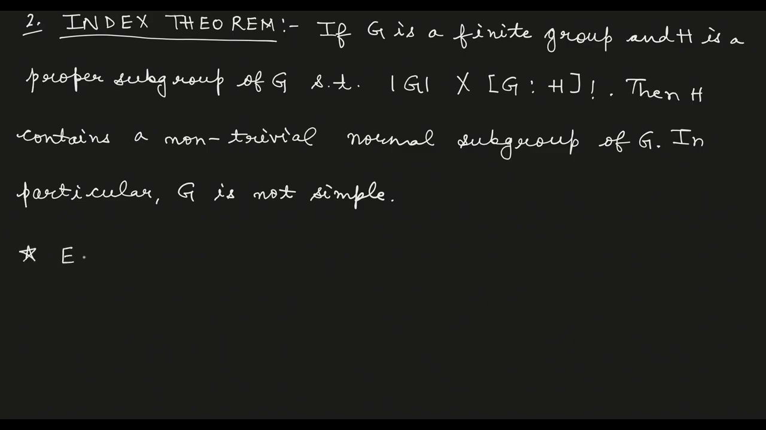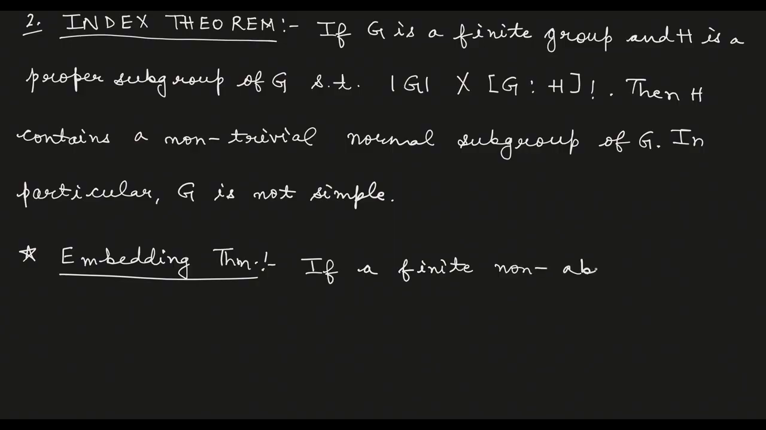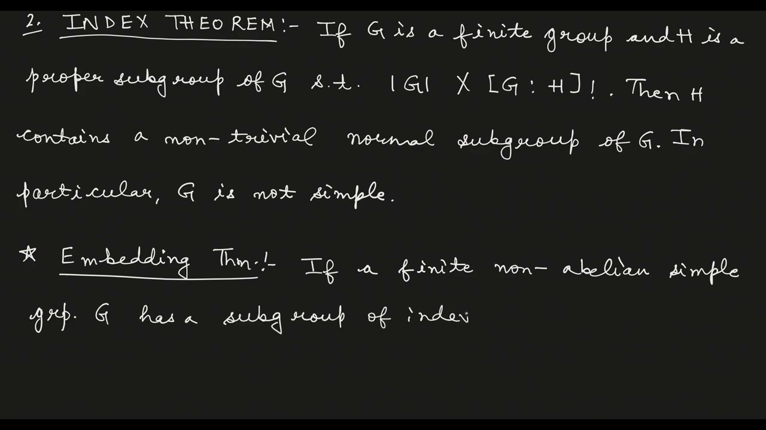Next is the embedding theorem. If a finite non-abelian simple group G has a subgroup of index n, meaning G is a finite non-abelian simple group which has a subgroup of index n, then G is isomorphic to a subgroup of An.